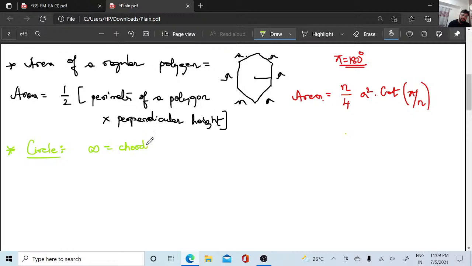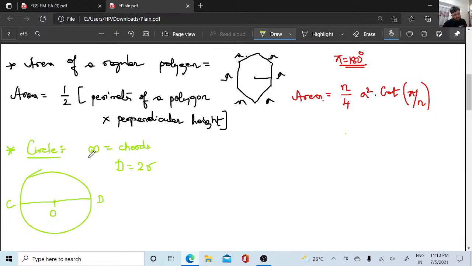I won't take you through the basics here. What is a chord, what is a radius, what is a diameter, you know. To be simple, if I draw a circle, CD is nothing but the diameter. Here the radius will be OD. So my diameter is nothing but twice the radius.